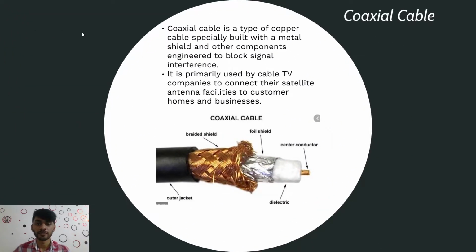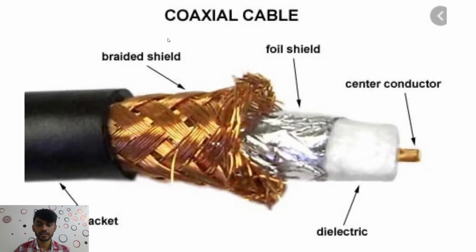Coaxial cable is a type of copper cable specially built with a metal shield and other components engineered to block signal interference. It is primarily used by cable TV companies to connect their satellites, antennas, and facilities to the customer homes and businesses. Here you can see how a coaxial cable looks up close. The center of the core is made up of copper, which has multiple layers of shielding to eliminate noise during transmission.